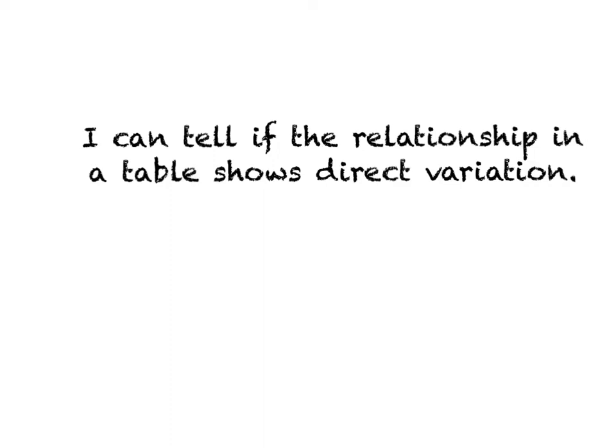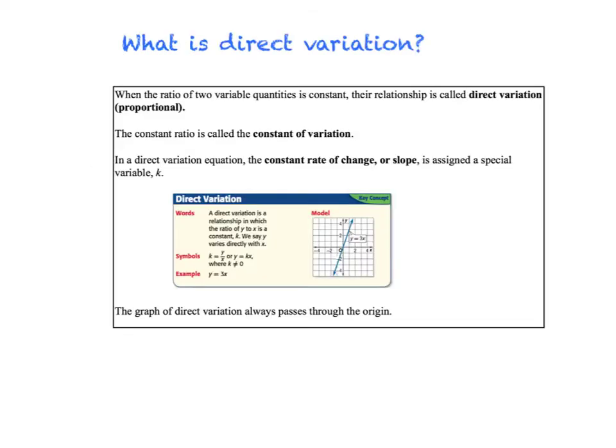In this lesson, you're going to see if the relationship in the table shows a direct variation. So what is direct variation? When the ratio of two variable quantities is constant, their relationship is called direct variation, meaning that it is proportional. The constant ratio is called the constant of variation.